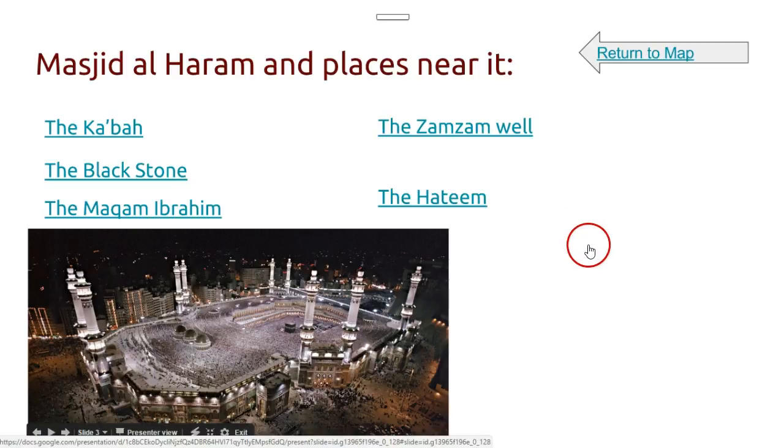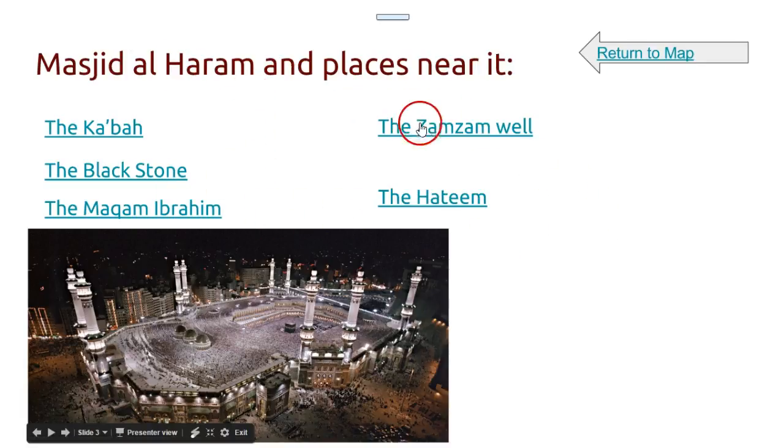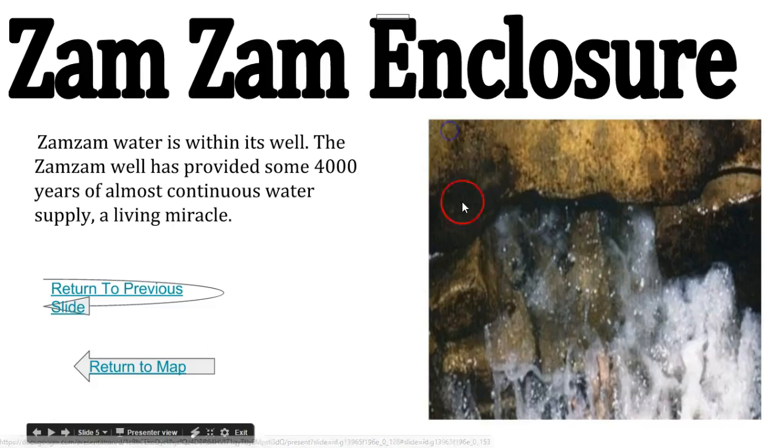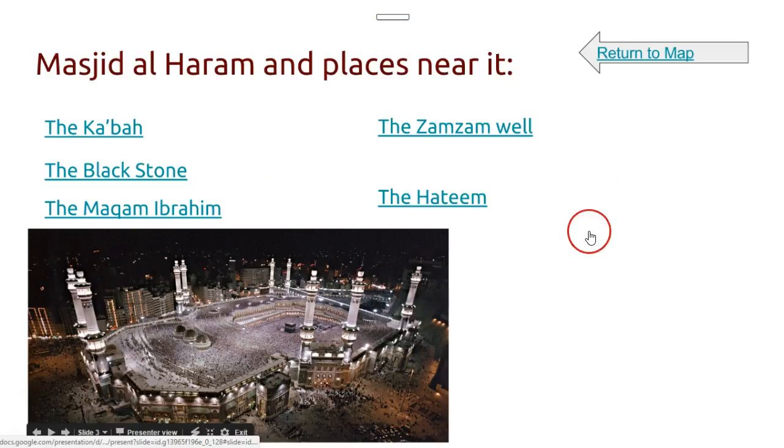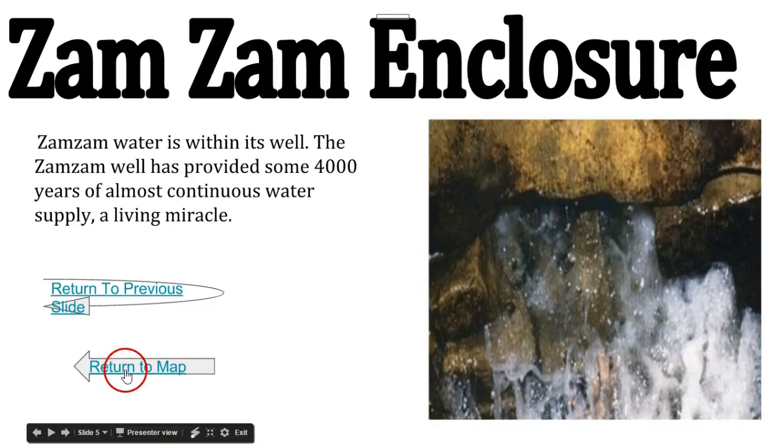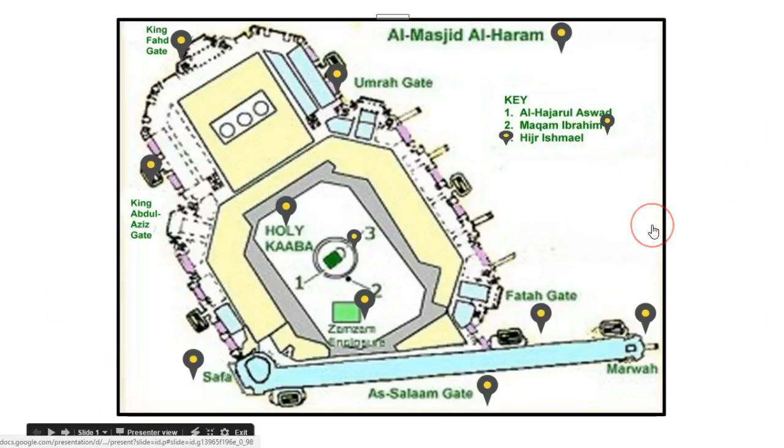Once you click on Masjid al-Haram, you can create a page similar to this. It doesn't have to be like this, but you can use it like this. This slide tells you to go to other places near the Masjid al-Haram. So from here, you click on Zamzam enclosure, and it should take you to a slide that tells you about the Zamzam enclosure. Now notice I have two return arrows here. One is going to return me back to this page because of the type of page that it is. And then I can click on the Kaaba or the black stone and so on, or I can return back to the map.